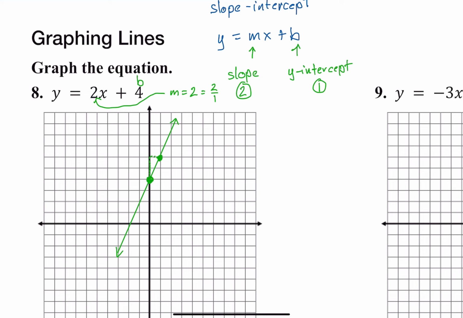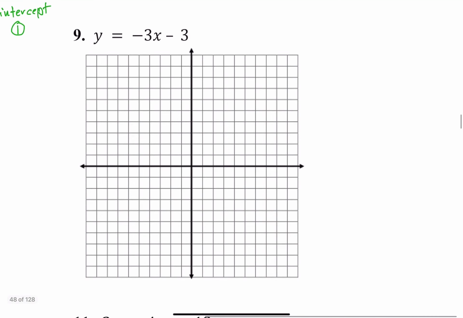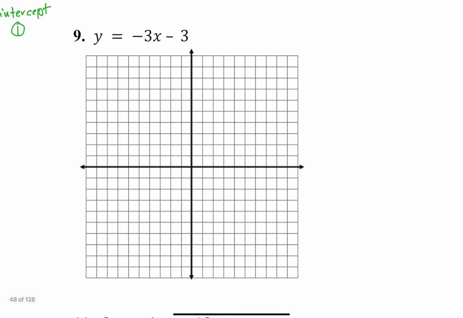Any questions on number 8? All right. So, number 9, we have a negative slope. And again, we already talked about negative slopes. That's going to be a line that's falling.